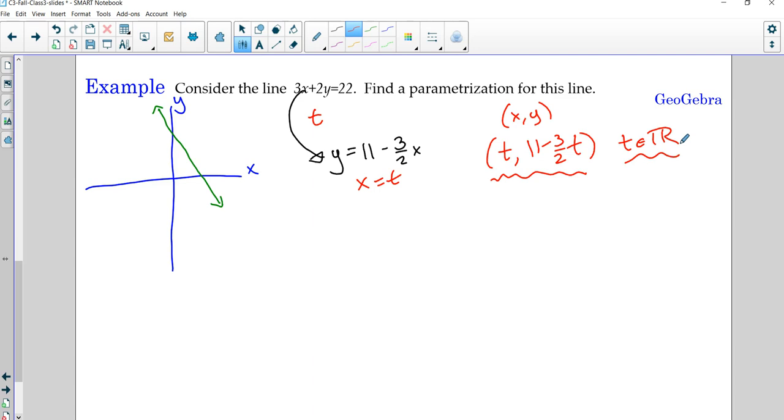So that's fine and well. Actually, since it is a vector, I should put it in angle brackets. So let's do that. All right, so that is one parameterization. Let's see if we can find another.